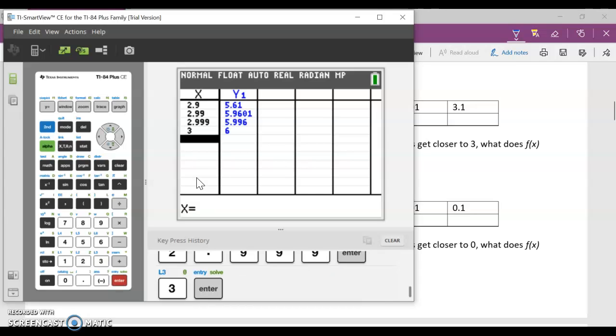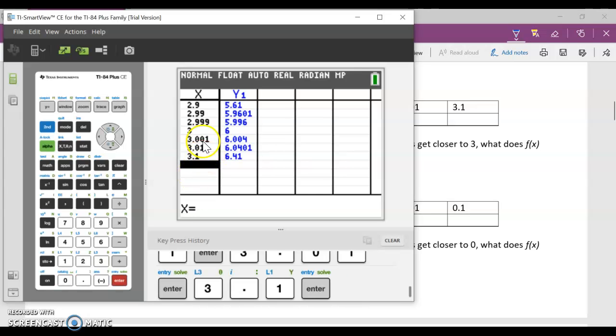We try 3 to see if the limit does exist and if it's actually going to be reached. And then we get a little bit bigger than 3, and then a little bit bigger, and then a little bit bigger. So you have numbers coming from the left, smaller numbers, and numbers coming from the right, bigger numbers. And we see that as the x values come in and approach 3, the y values are approaching 6.